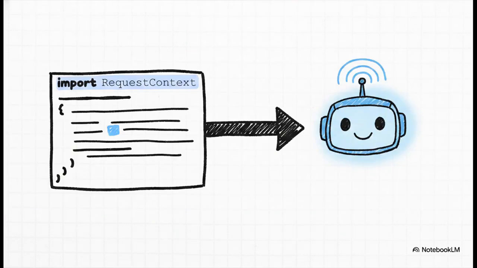Okay, let's dive into the code. Step 1 is all about your agent's entry point function. First, you import RequestContext. Then, right in your main function definition, you add context: RequestContext as an argument. This little type hint is the magic key. It tells the Bedrock runtime to create and inject a new context object right into your function, and that object is where all your custom header data will live.